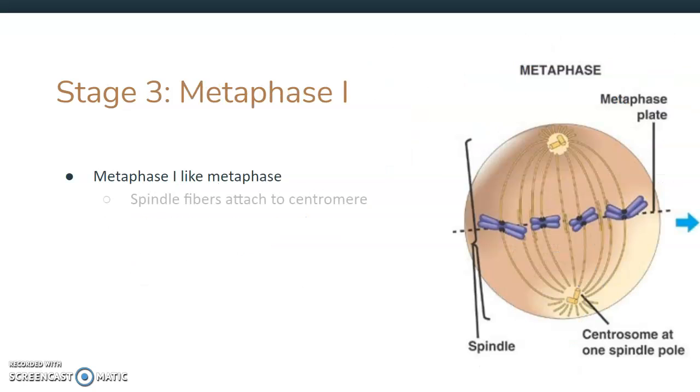So then we have metaphase 1. It's just like metaphase. So our spindle fibers appear. We can see these little spindle fibers appearing. Our chromosomes line up in the middle. Remember, metaphase, middle.